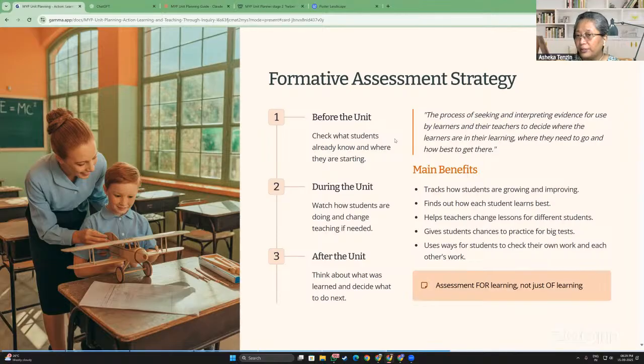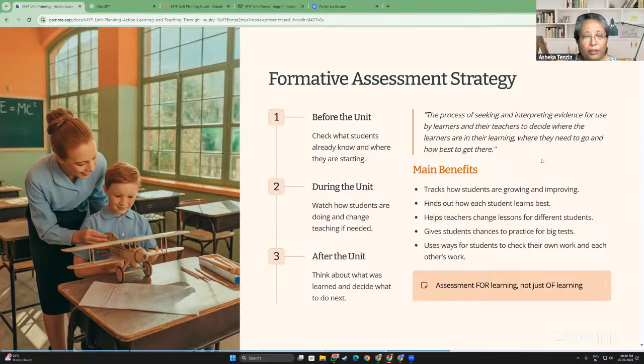And formative assessment strategy is assessment for learning. That means you are helping the students by giving them feedback so that they improve on whatever they have done during the class. Okay. So what is the benefit of formative assessment? It will track how students are growing and improving. It will help you find out how each student is learning best.